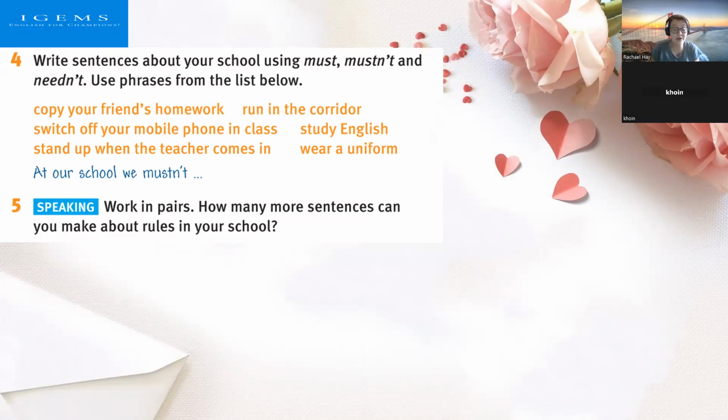Okay. Now we are going to practice writing sentences about your school. We need to use must, mustn't, and needn't. We can use phrases from the list below. Okay, so here they've given us some words that we can use, some ideas. So, copy your friend's homework, run in the corridor, switch off your mobile phone in class, study English, stand up when the teacher comes in, and wear a uniform. Okay. So, can you make sentences using must, mustn't, and some of the words below?